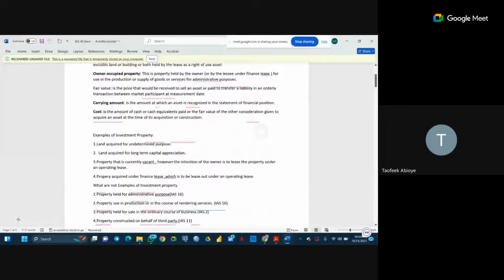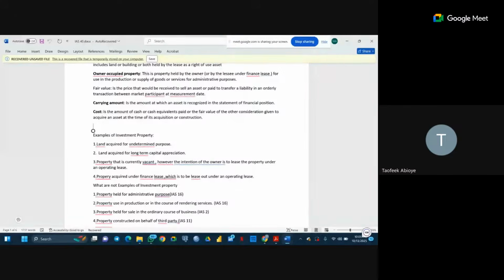Example of investment property: you have land acquired for undetermined purpose. If you acquire a particular land without any reason, it is expected that within that period you are determining the reason why you own that land, it is being held for capital appreciation. Definitely, you can call it an investment property. Land acquired for long-term capital appreciation. Now you have a specific reason, the capital appreciation. For that period of time, the value of that land is expected to continue to increase.